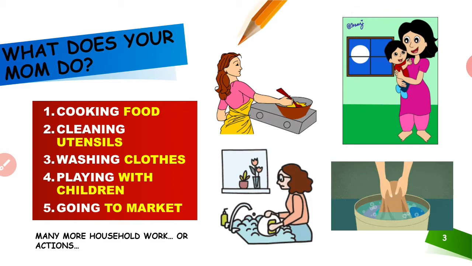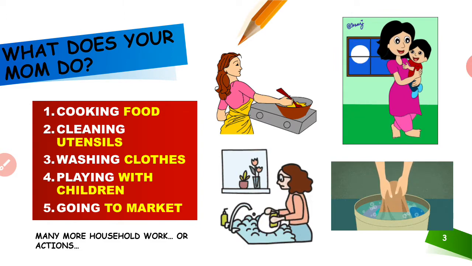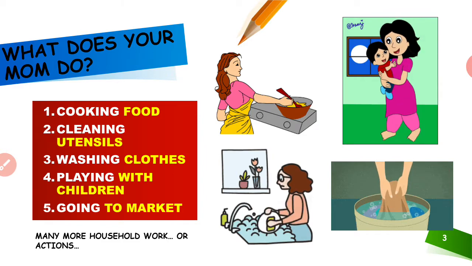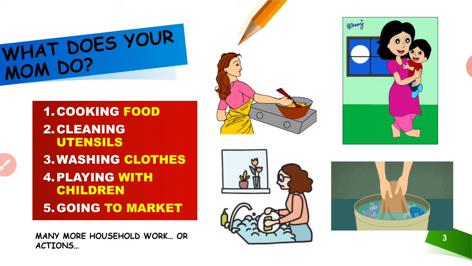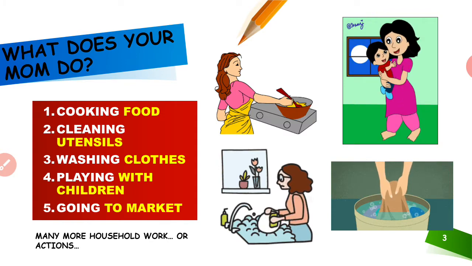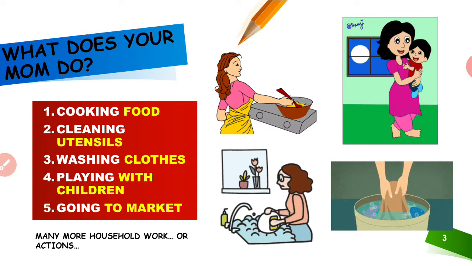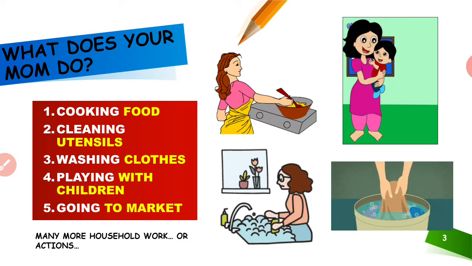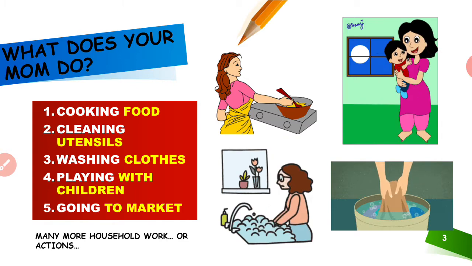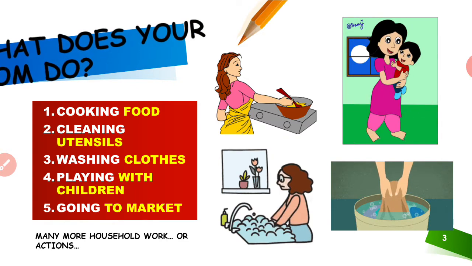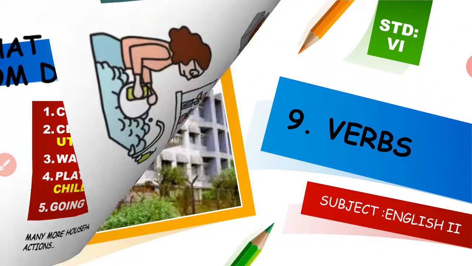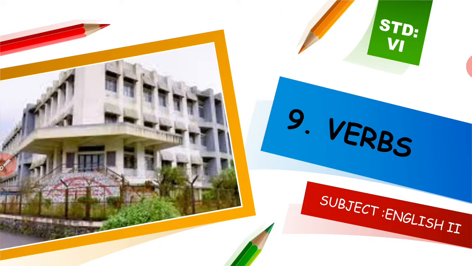Can you read here? Cooking food, cleaning utensils, washing clothes, playing with children, going to market and many more household work. And all these words tell us about some or the other action. And these action words are called verbs in English too.